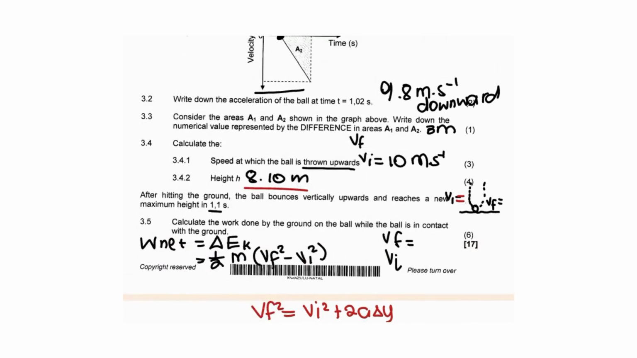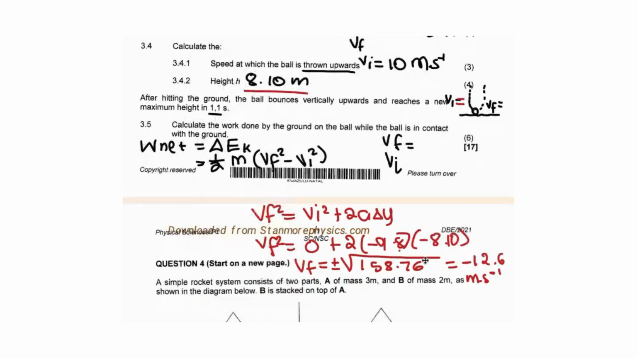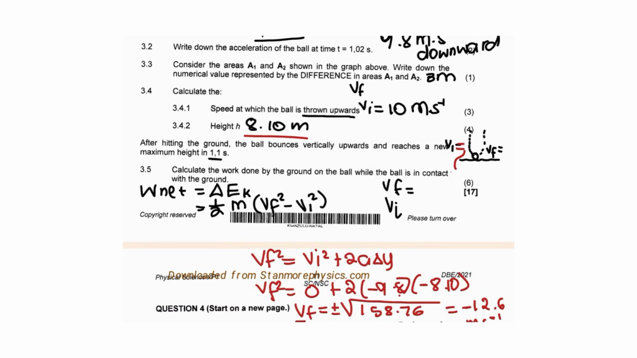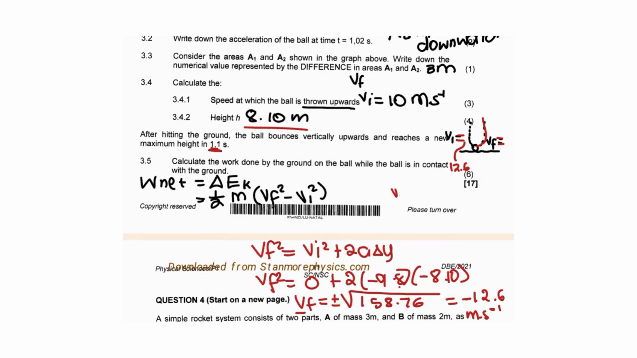So the velocity there is V initial, but I calculated it as V final, so that would be 12.6. Now I need to find the other velocity. This is for the pathway it goes to the second maximum height, when the time is 1.1. They've given us the time. We also have V final, because if it reaches maximum height, it means V final is 0. So I'm looking for V initial.